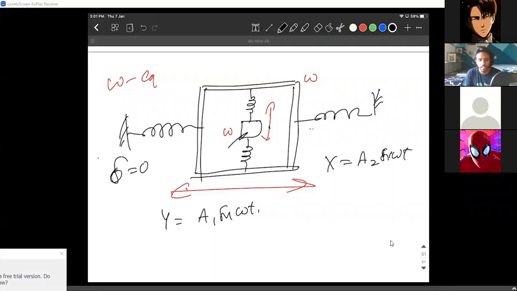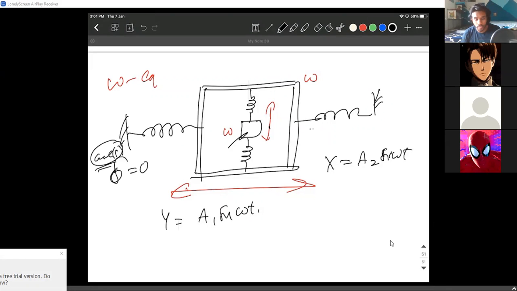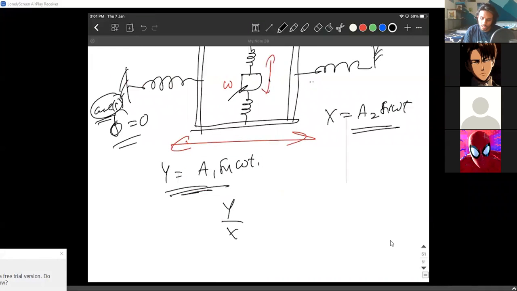Case 1: the delta is 0. y equals a1 sin omega t, x equals a2 sin omega t. If I write y by x, what do I get? A1 by a2. So what I'm getting is y equals a1 by a2, which is a constant, into x. What is this? SHM equation.